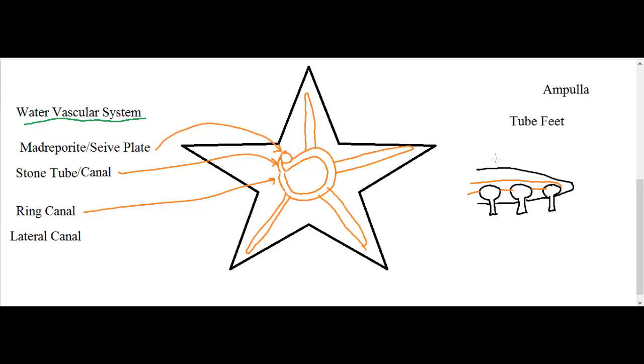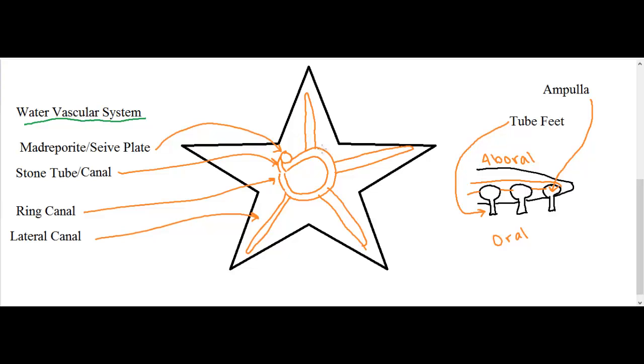And if we come over here and look at this diagram off to the side, this is an arm or ray of the starfish. This is the aboral side and the oral side. And we are looking at one of these lateral canals. When you look at the lateral canal, there's an additional structure here that attaches to it called the ampulla. The ampulla is essentially a muscular bulb that fills with water, and when it contracts, it forces water into structures called tube feet.